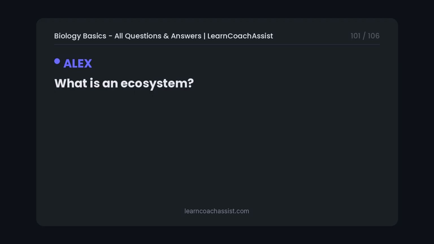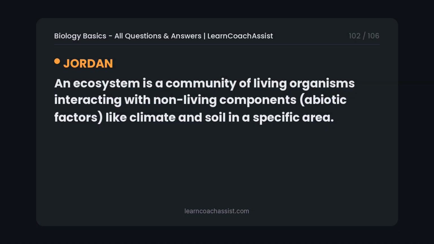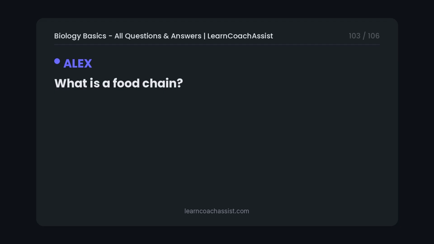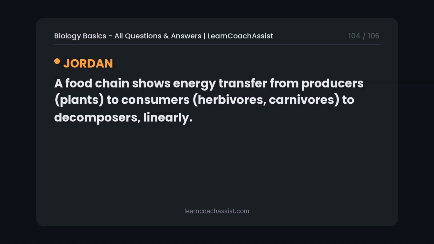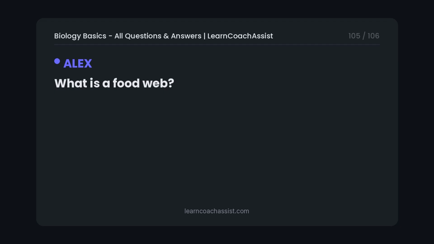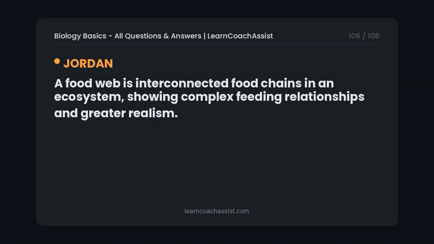What is an ecosystem? An ecosystem is a community of living organisms interacting with non-living components, abiotic factors, like climate and soil in a specific area. What is a food chain? A food chain shows energy transfer from producers, plants, to consumers, herbivores, carnivores, to decomposers, linearly. What is a food web? A food web is interconnected food chains in an ecosystem, showing complex feeding relationships and greater realism.